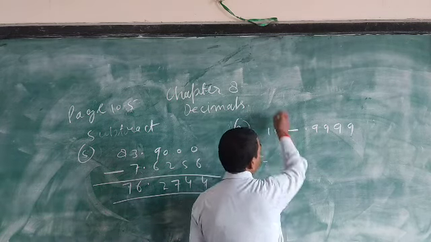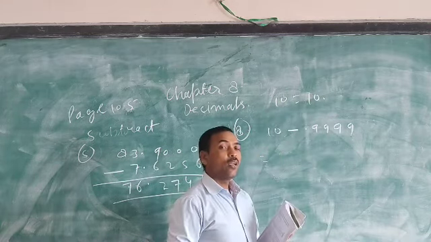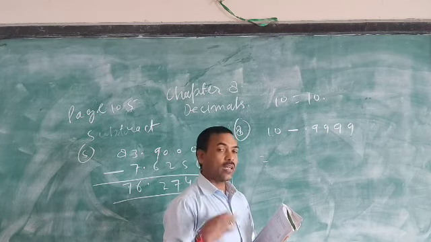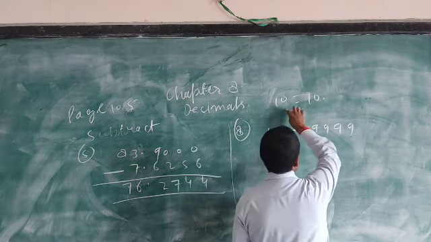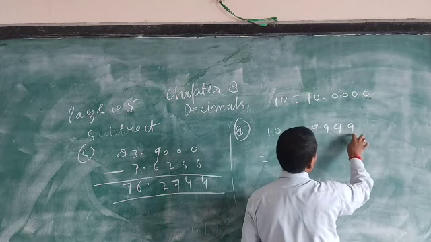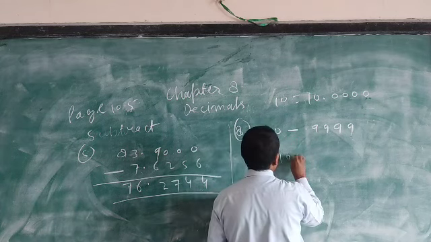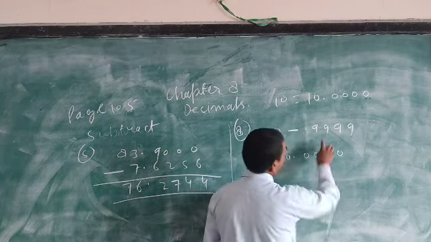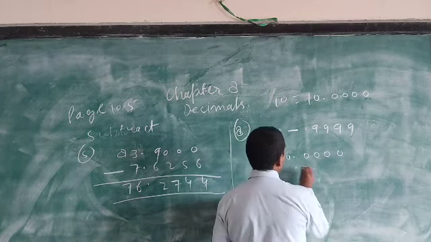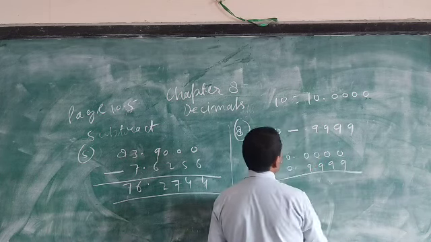So 10 can be written 10 point. If any number is not written with a point, you suppose the point at the end of the number, that is at last. So 10 can be written 10 point, and after the point you can write 1, 2, 3, 4 decimal places. Here also should be 4 decimal places. So 10 can be written like this, 10.0000, because the second decimal number has 4 decimal places, and this point below point 999. Here no number is different, so you can write 0.